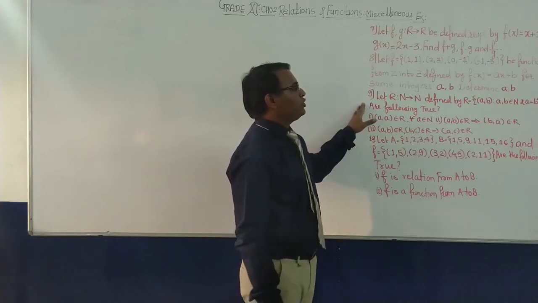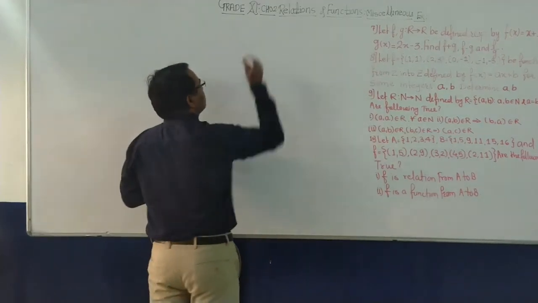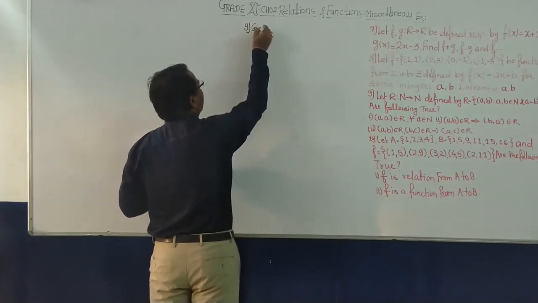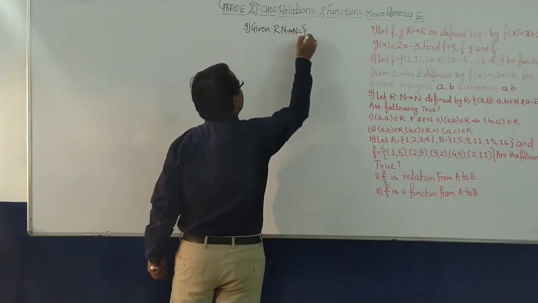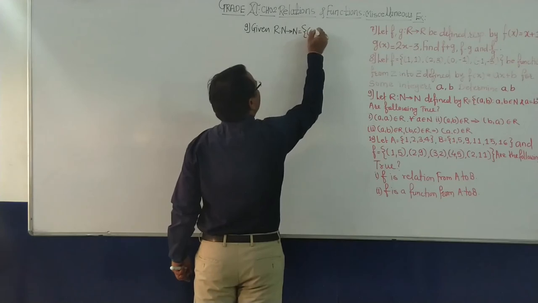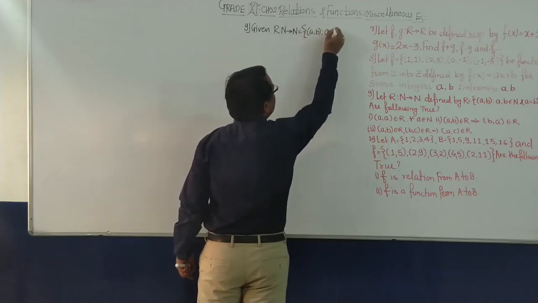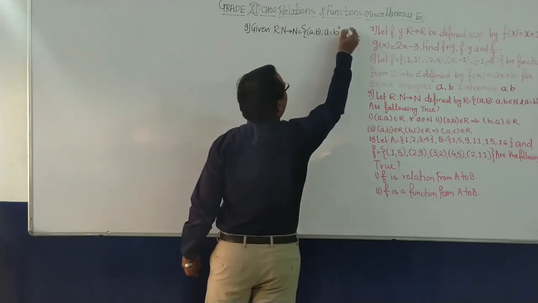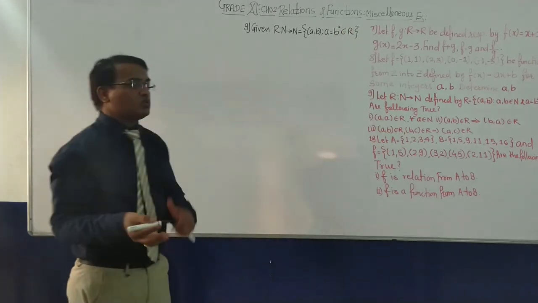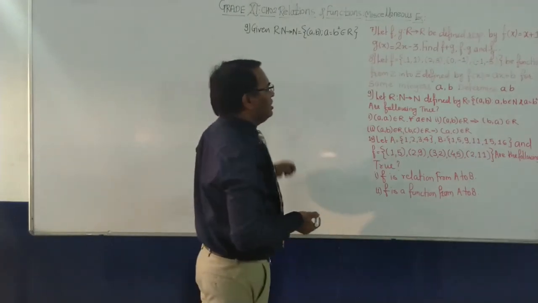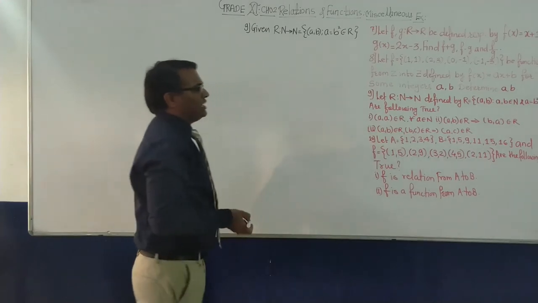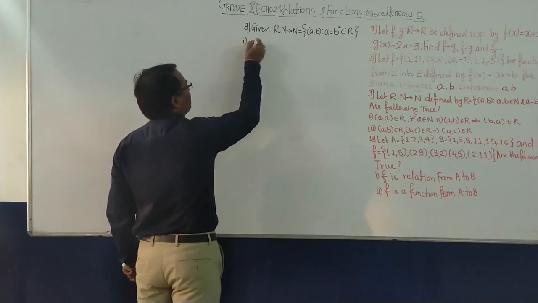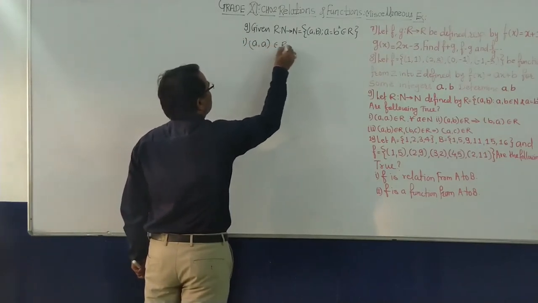Sum number 9. Let R mean a relation from N to N defined as R is equal to what is given, R from N to N and defined as (a, b) such that a is equal to b square, and a, b belongs to the relation. Okay, then R the following two. If this is the thing, then we have to show that is it true that (a, a) belongs to R.